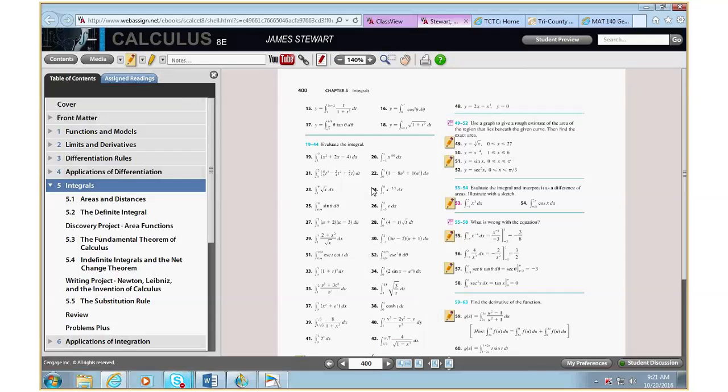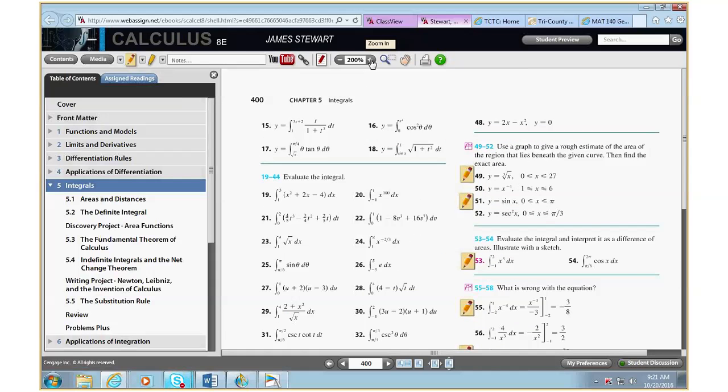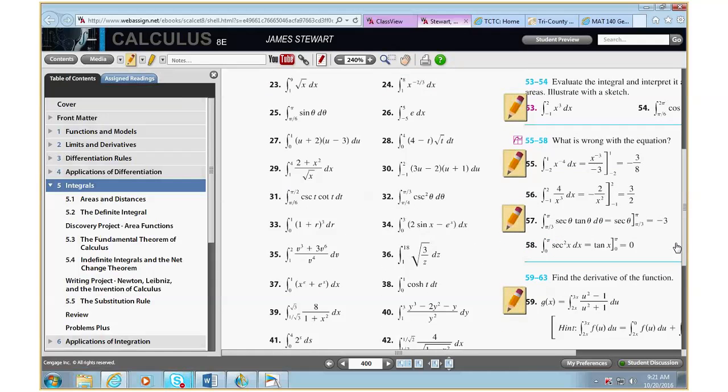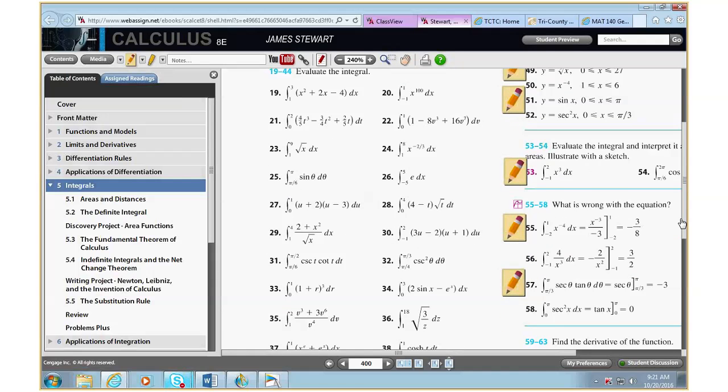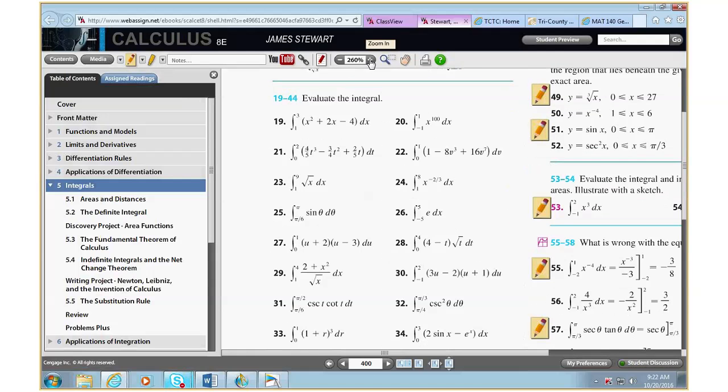All right, here's a couple. We'll blow it up for you. These are definite intervals. All right, we did one like this one. So I want you to try 21. Try 21.